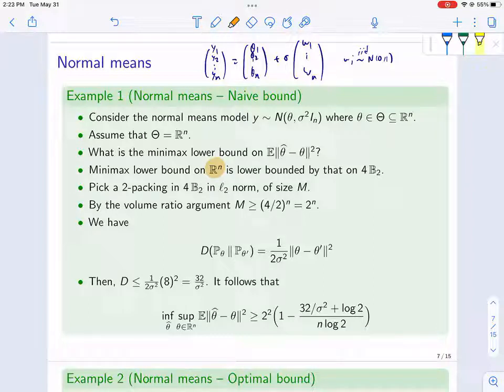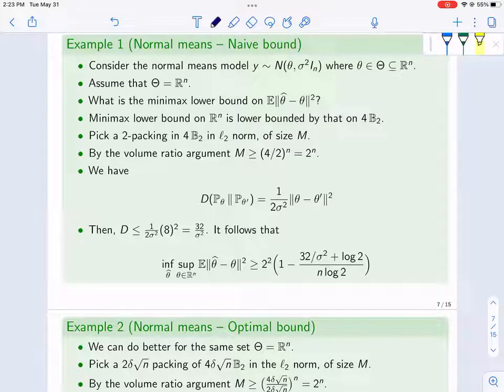So I'm going to do this for E2, the unit ball of L2. So this is the L2 ball of radius 4. We'll get a 2-packing inside this, of size m. Then by a volume ratio argument, if you recall, basically if you compare the volume of the ball of radius 4, this is 4 to the n times a constant, which is the volume of the unit ball. So let's say the volume of 4 E2 divided by roughly this, since I want a 2-packing.